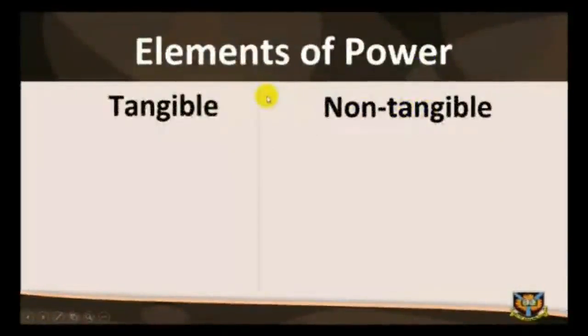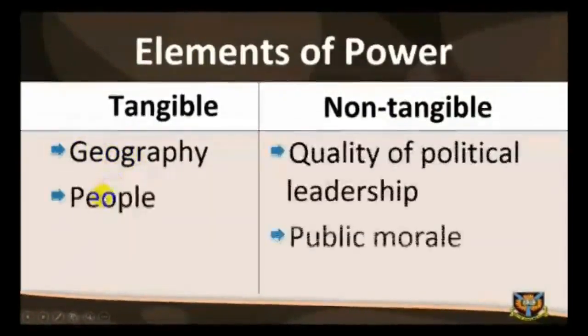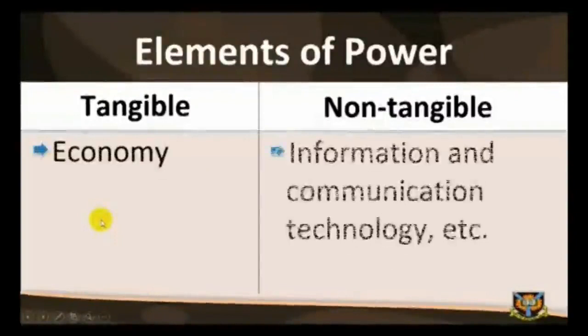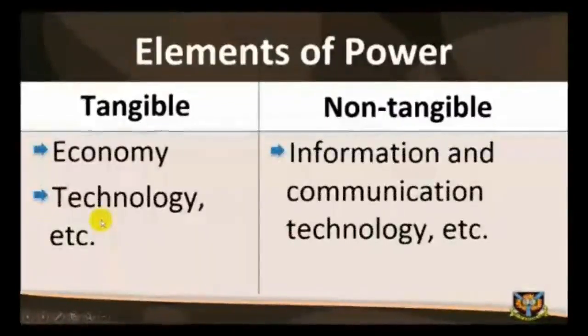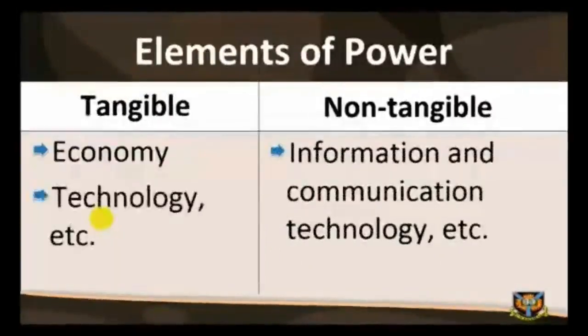Elements of power. In international relations, the power of a state is based on a number of elements. This is further divided into tangible and non-tangible elements. The tangible elements include geography, people, economy, technology, military expenditure, etc. While the non-tangible elements include quality of political leadership, public morale, information and communication technology. Some of these will be examined below. Geography.